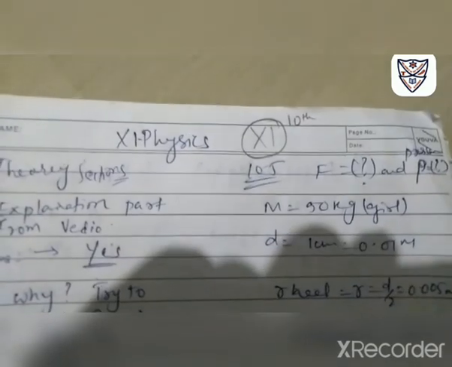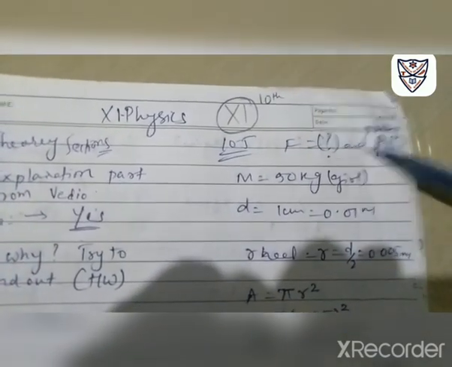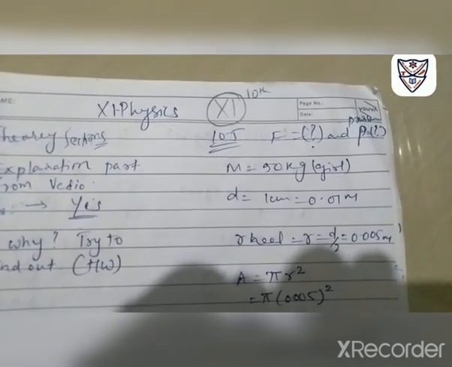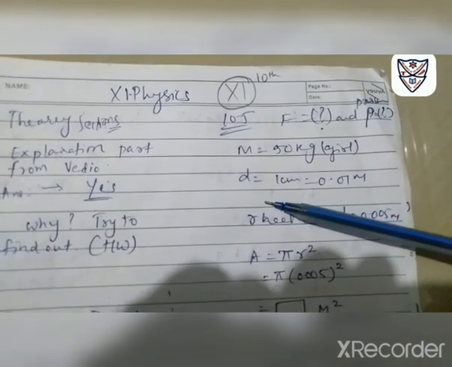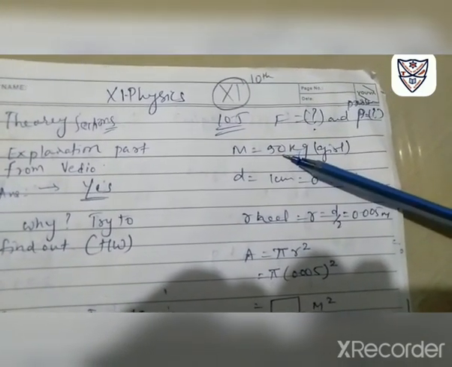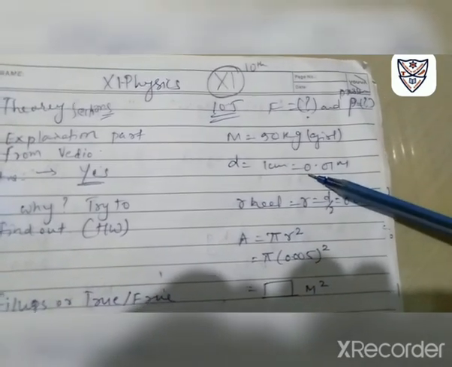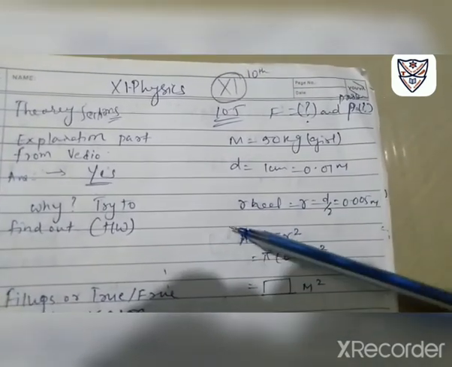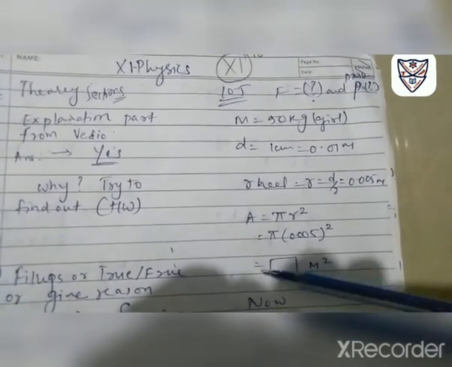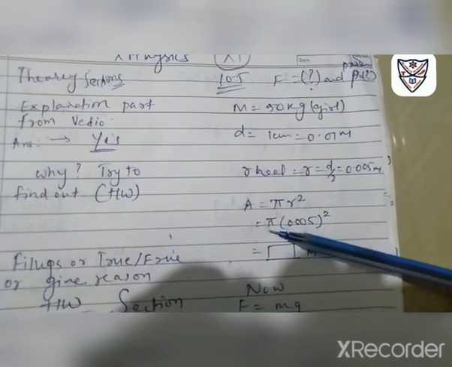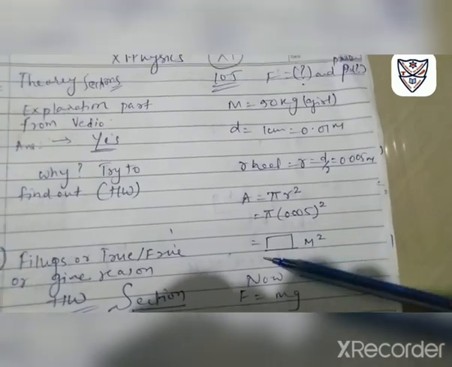Now see, for the fifth one, you have to find the force and the pressure for the given condition, where they have given the mass and diameter. Mass is in kg, diameter is in centimeter, so I converted it into meters. Now if diameter is given, divide by 2 and I will get my radius. Area is pi r square. I know my r, just multiply and get the area.